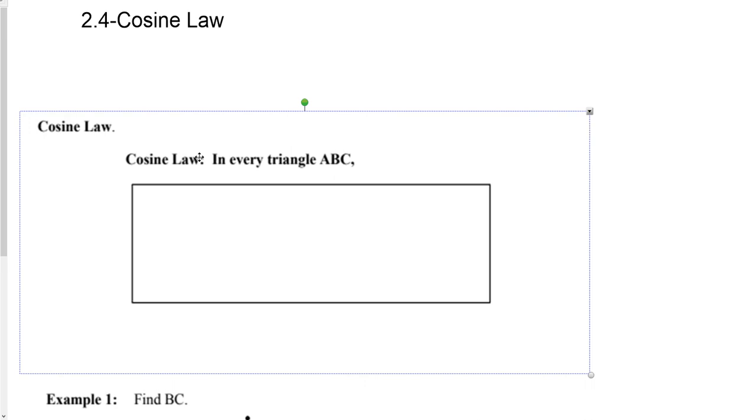Alright guys, welcome to section 2.4. This is the cosine law. With cosine law, we can use this when sine law isn't applicable. If you have a choice, I tend to like sine law better, but cosine law works just as well.